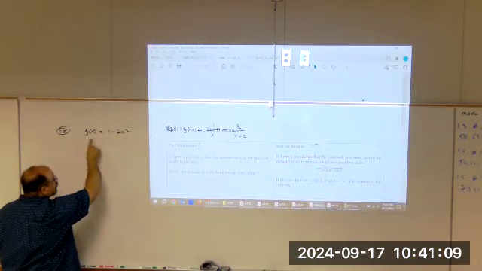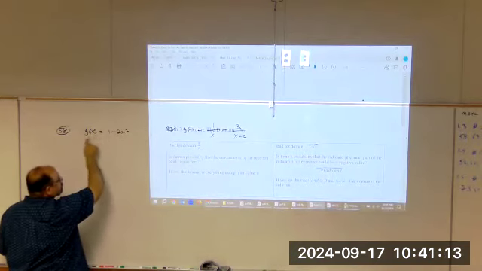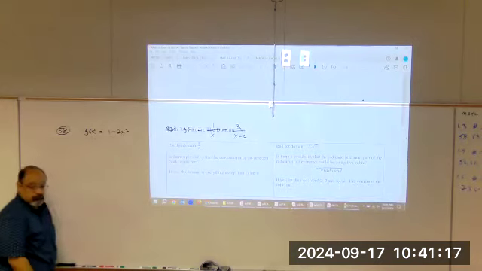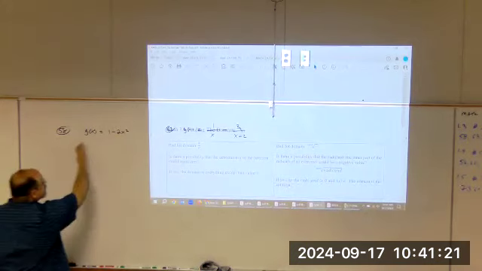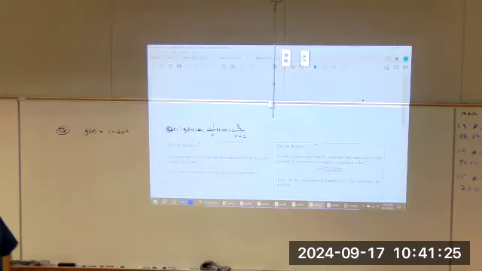Is there a potential for a square root of the negative? Do we even have a square root? No. So there's no way we're going to get a square root of a negative if this function doesn't even have a square root in the first place. So there's no way square root of a negative is going to happen.